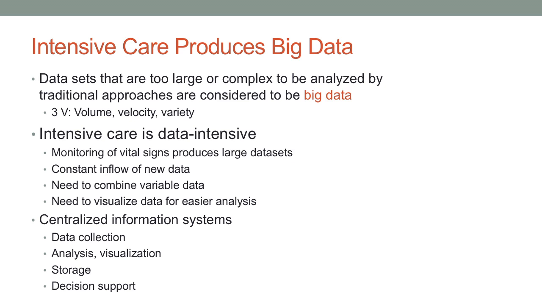Traditionally, datasets that are either too large or too complex to be analyzed by traditional approaches have been considered to be big data, and a quite common definition is that of 3 V's, that is volume, velocity and variety. As you might know, intensive care is quite data intensive. We have constant monitoring of vital signs producing large datasets. We have constant inflow of new data, and we need to combine various data sources, often with unstructured data. So we're actually ticking all the boxes for big data. We have volume, we have velocity, and also we have variety.